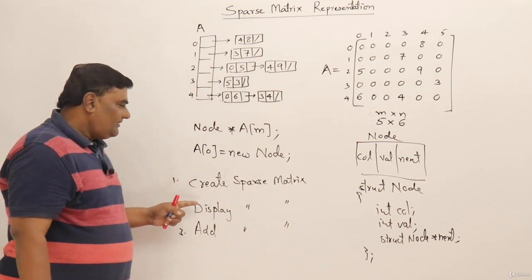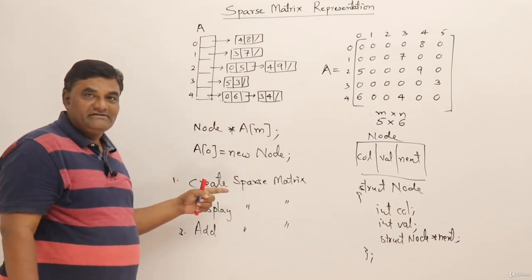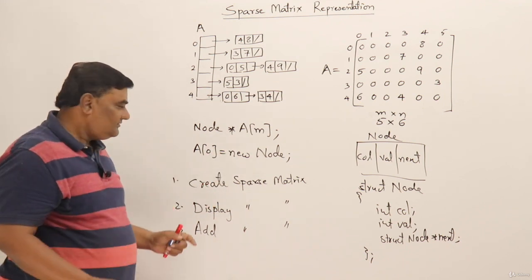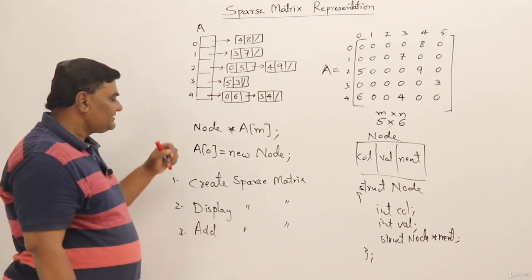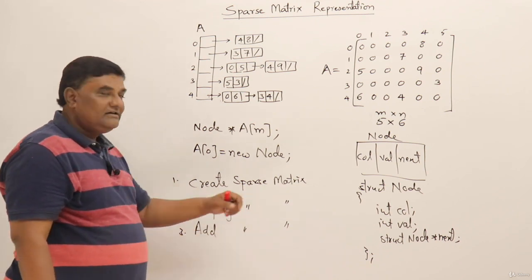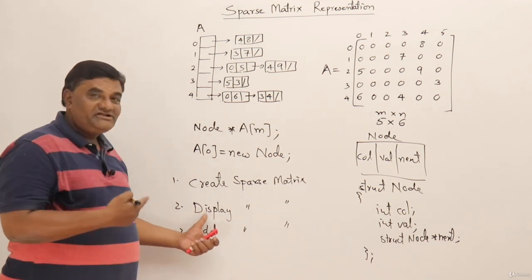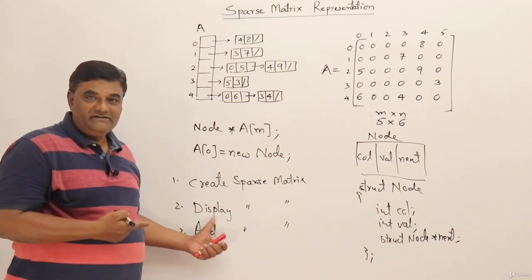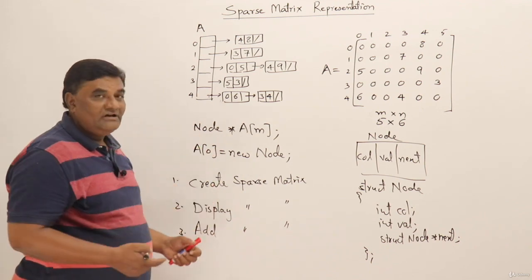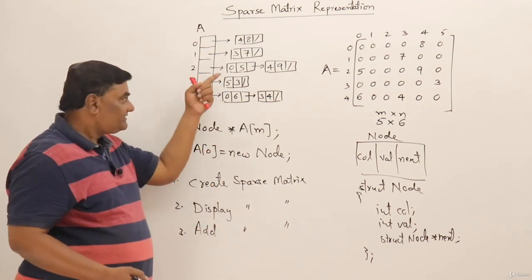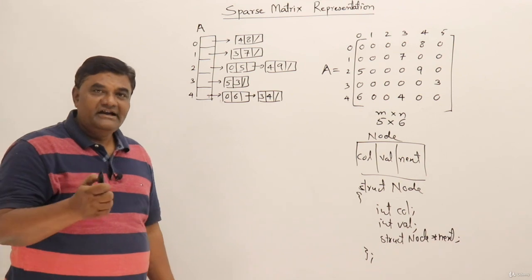So these are the three things you have to do: create sparse matrices, so then you should be able to create more than one, then display, how to display the sparse matrix, and how to add two sparse matrices. Out of this, I will just share the idea how to display this one. So I will write the piece of code for displaying this sparse matrix. Let us see how to display.